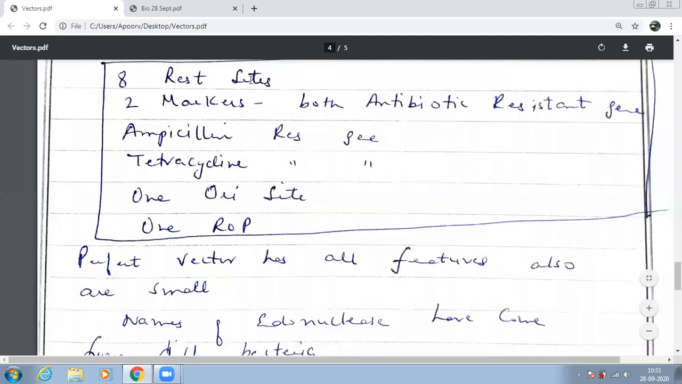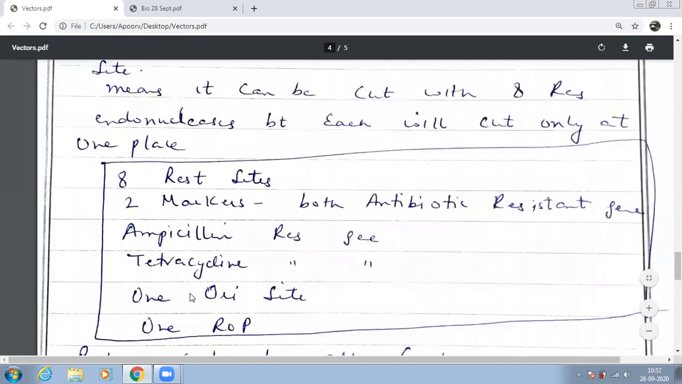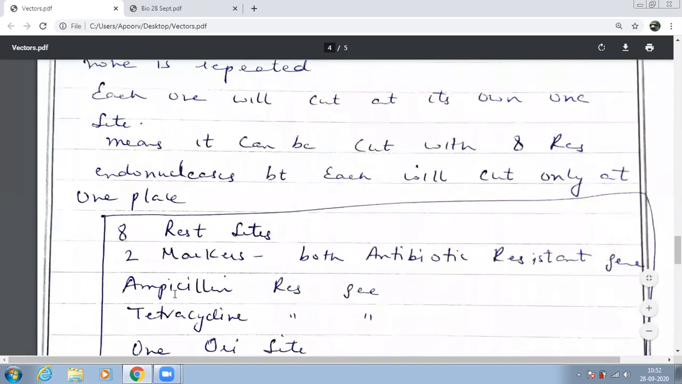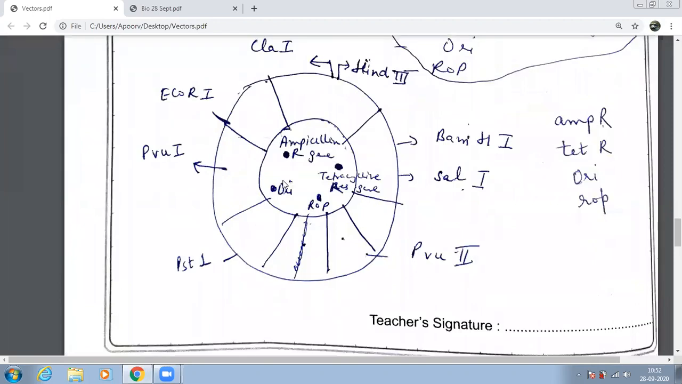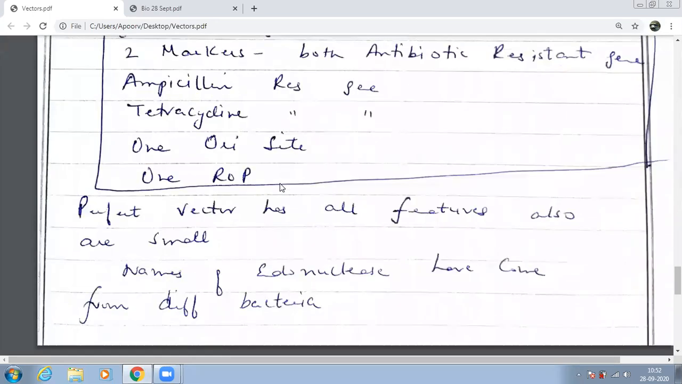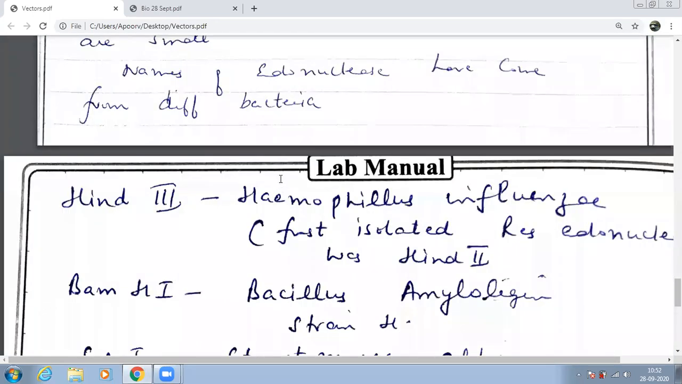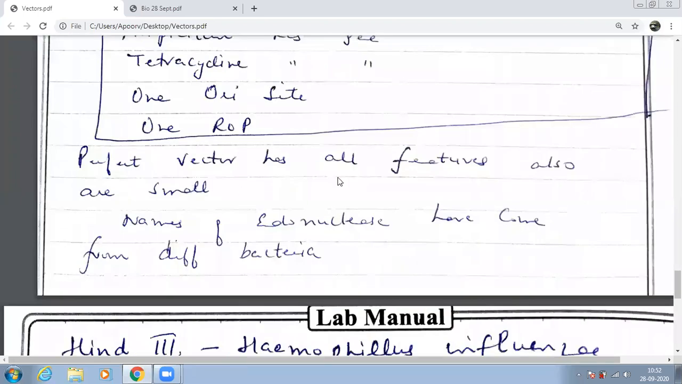Meaning, it should have restriction sites, markers, ORI site, ROP, and it should be small also. If you see this artificial one which we made, this is also small. It has all the features which are needed in a vector, so we will consider it as a perfect vector. Which vector? PBR 322.